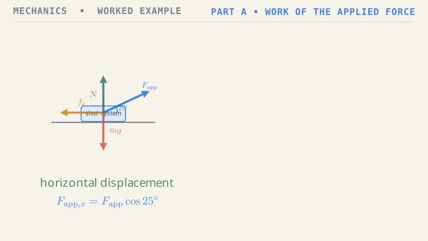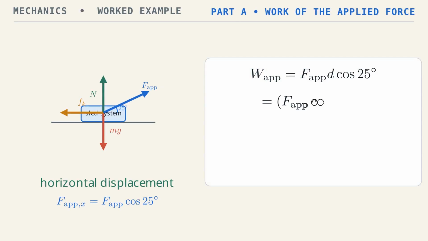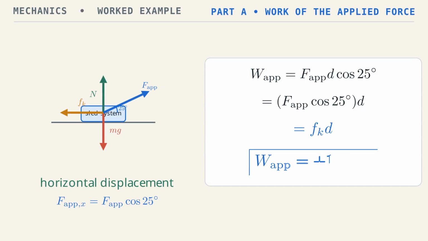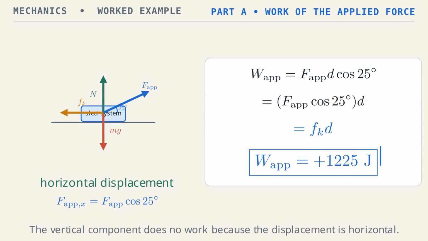For the applied force, the displacement is horizontal, so include the cosine of 25 degrees. Equivalently, only the horizontal component of the applied force does work. But the horizontal force equation already tells us that applied force times cosine 25 degrees equals the friction magnitude. Therefore, the applied work is plus Fk times the distance, or positive 1225 joules.